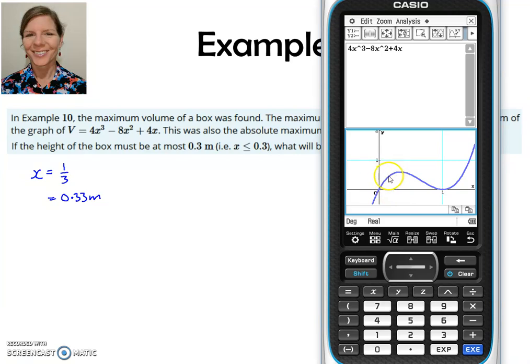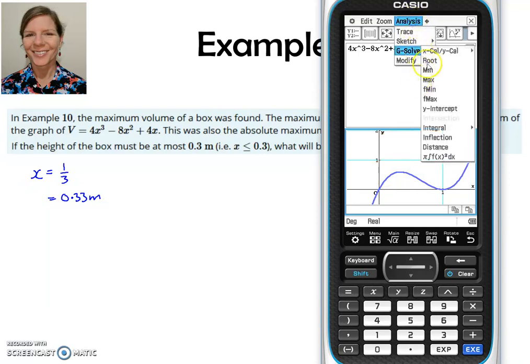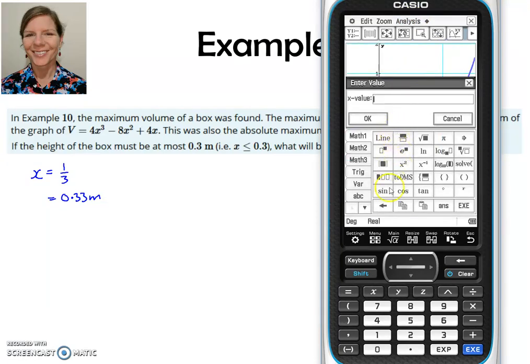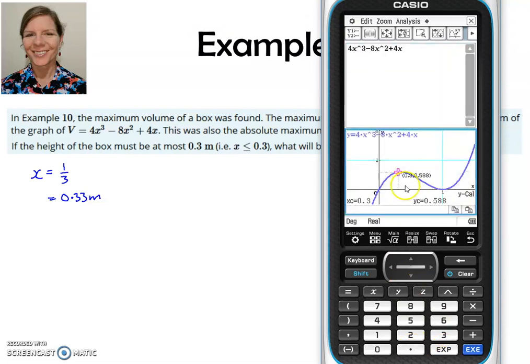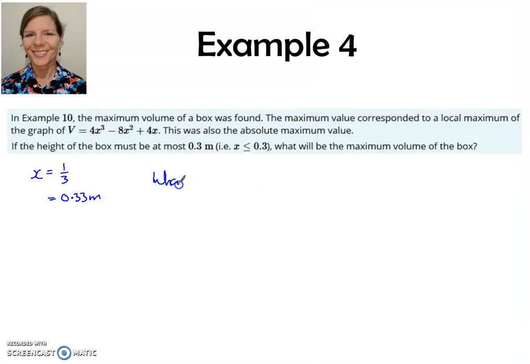So all we're doing is finding, well, what is the volume when x equals 0.3? So G-Solve again, doing a y calc this time. The x value is 0.3. Okay, and you can see the y value is 0.588. So what if x equals 0.3 meters? The y value, which is your volume, is 0.588 meters cubed. Okay, so if for some manufacturing reason you end up with a maximum dimension for x of being 0.3, then this is the maximum volume that you can have.